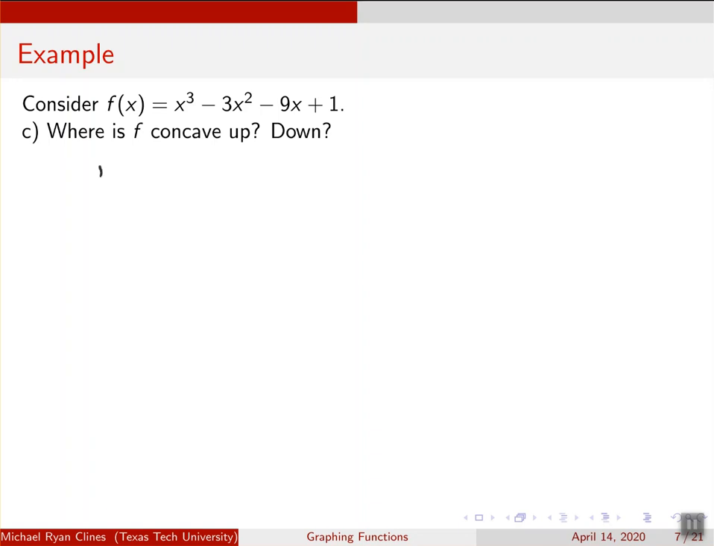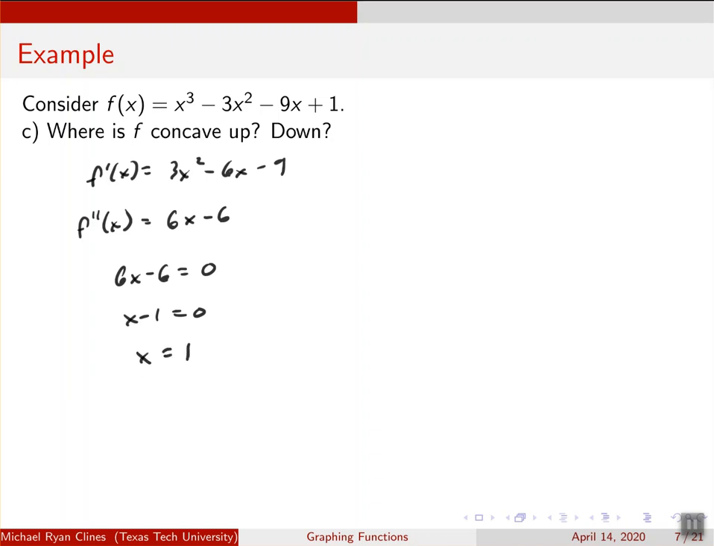So, just to remind you, f prime of x in this scenario is 3x squared minus 6x minus 9. But now we need to calculate the second derivative. So f double prime of x is just equal to 6x minus 6. Now we want to figure out where it's neither concave up nor concave down. So we set 6x minus 6 equal to 0, or x minus 1 is equal to 0. Solve for that. That means x is equal to 1.